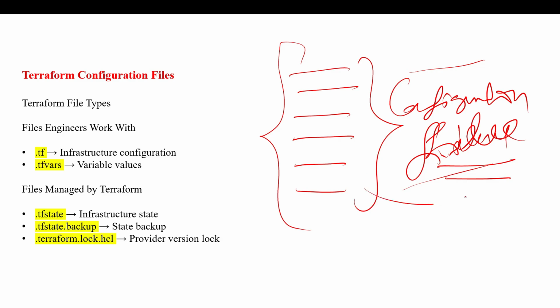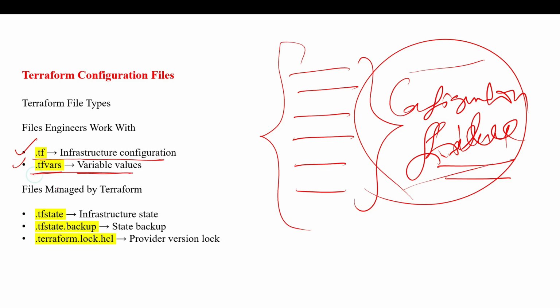Whenever we create these configuration files, we store them with the extension .tf, Terraform files. This is the main infrastructure configuration file. The second type of file we have has the extension .tfvars, Terraform variables. This file contains the variables. So what does a variable mean here?